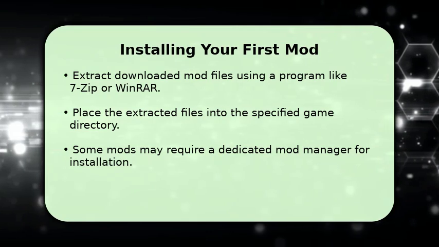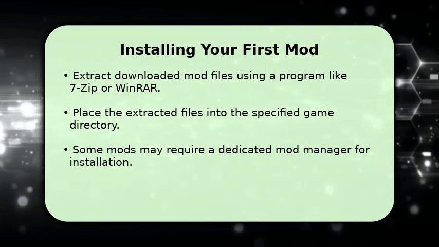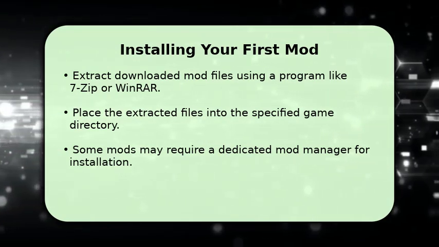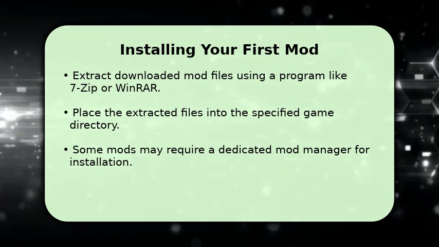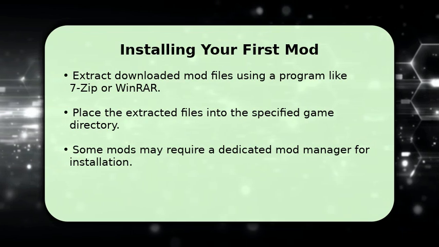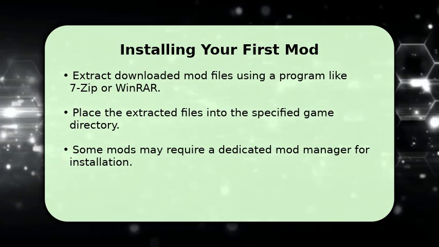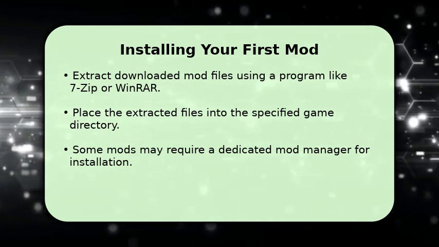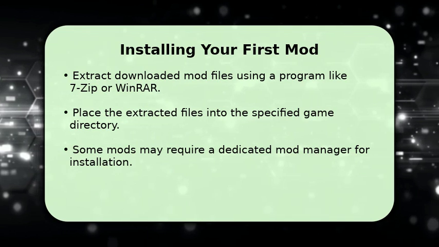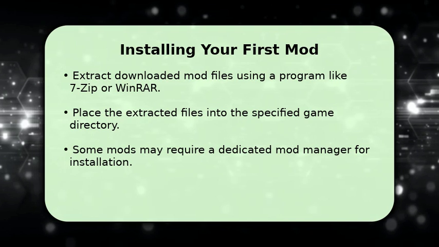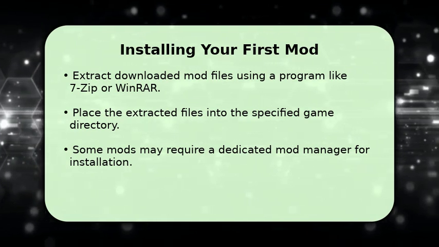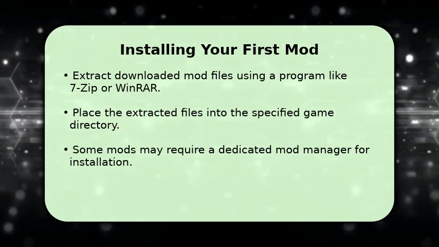Now, let's install your mod. First, extract the downloaded archive using a file compression tool such as 7-zip. Carefully follow the mod's instructions to place the extracted files into the correct game folder. This might involve replacing existing files or adding new ones. For certain complex mods, you may need to use a specific mod manager tool, which automates the installation process.